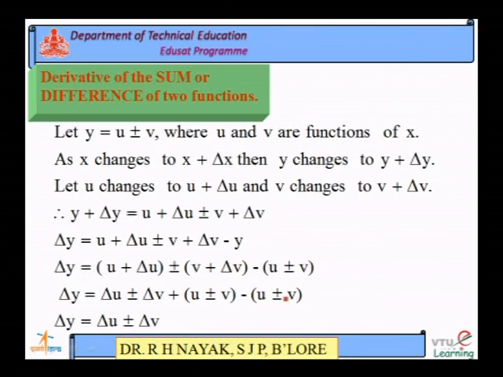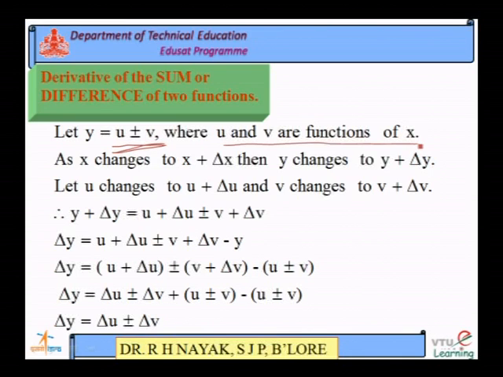You see the next rule. The second rule is what? Derivative of sum or difference of two functions. Here we have taken two functions u and v. What is u? u is a function of x, and v is also a function of x. Both u and v are taken as functions of x.